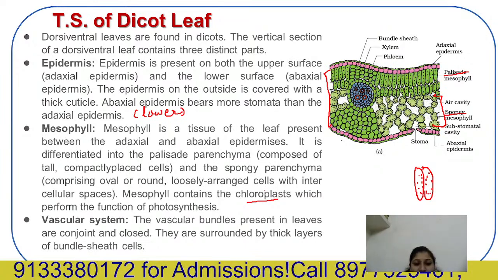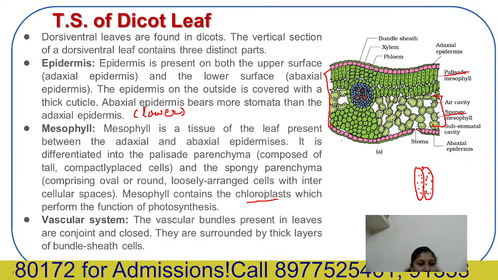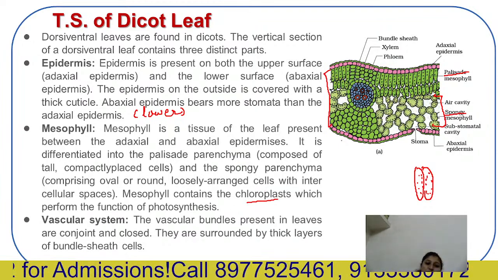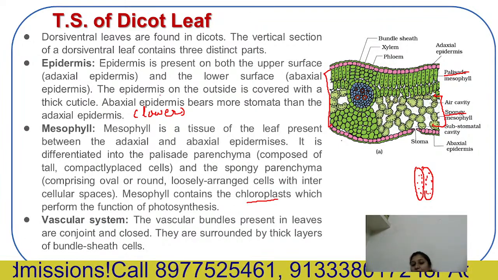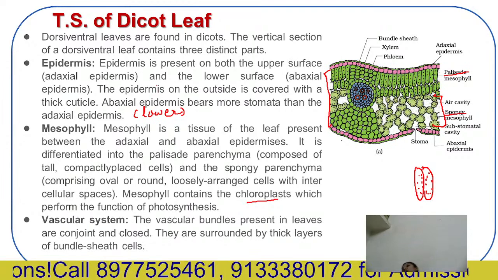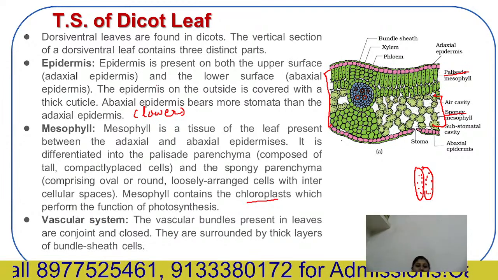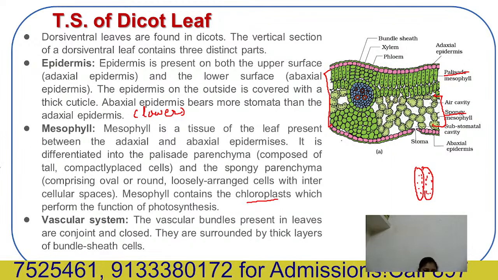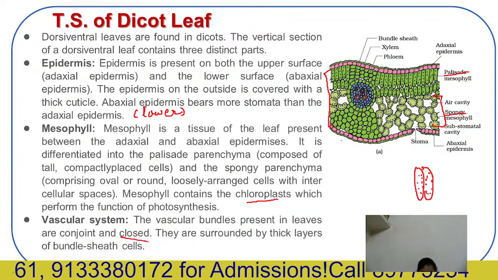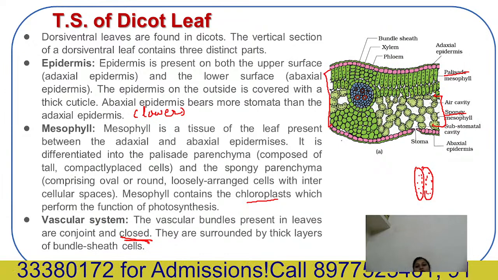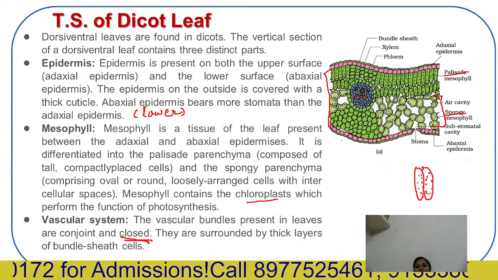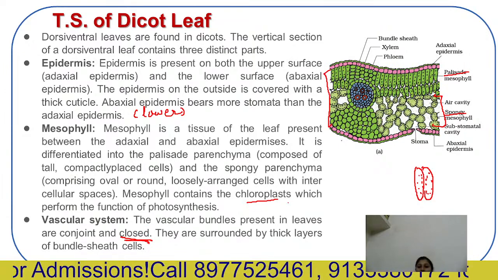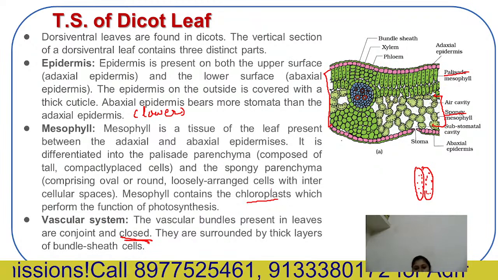Vascular system, the vascular bundles present in the leaves are conjoined and closed. There is no secondary growth occurring whether it is dicot or monocot leaf. So that's why they are conjoined and closed. So they are surrounded by a thick layer of bundle sheath cells.